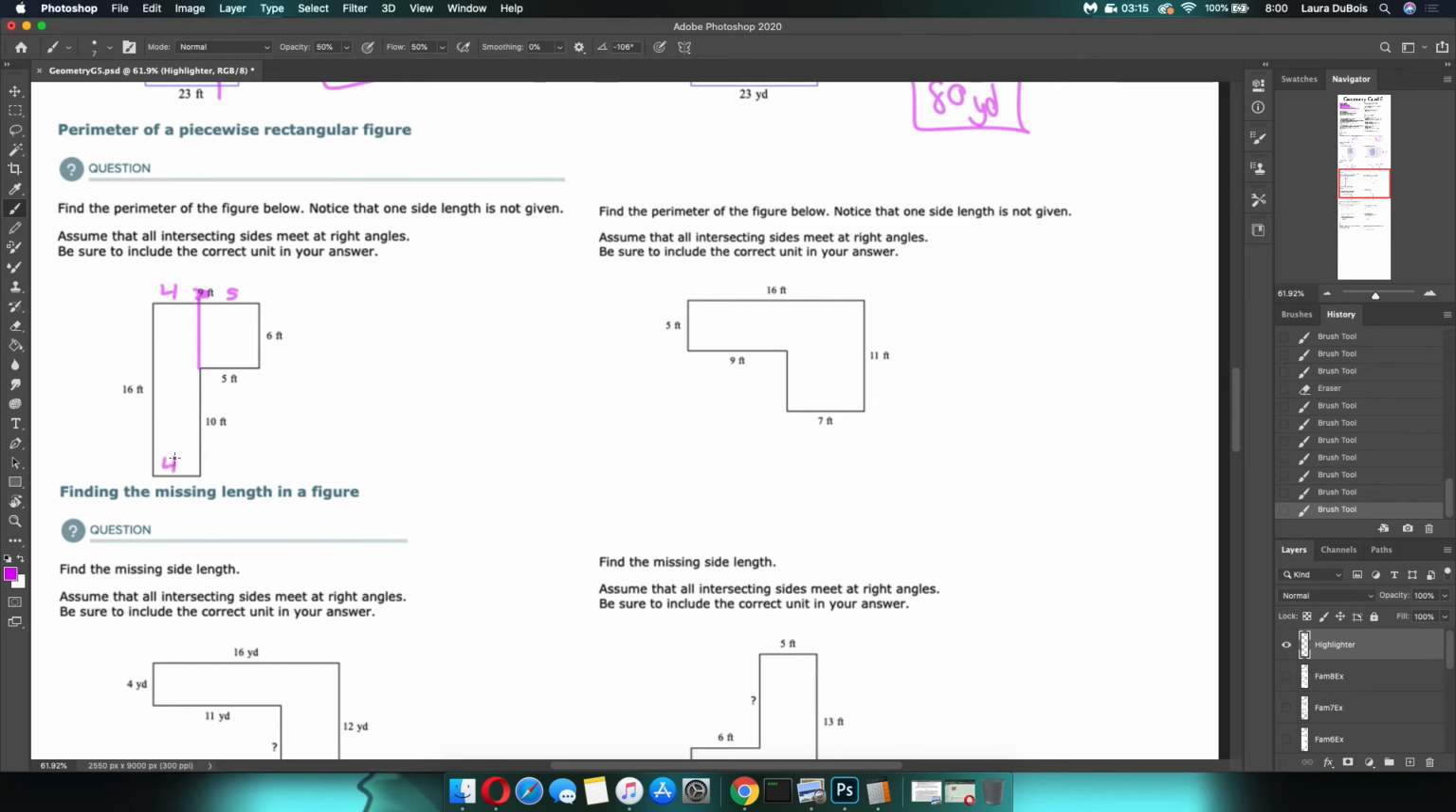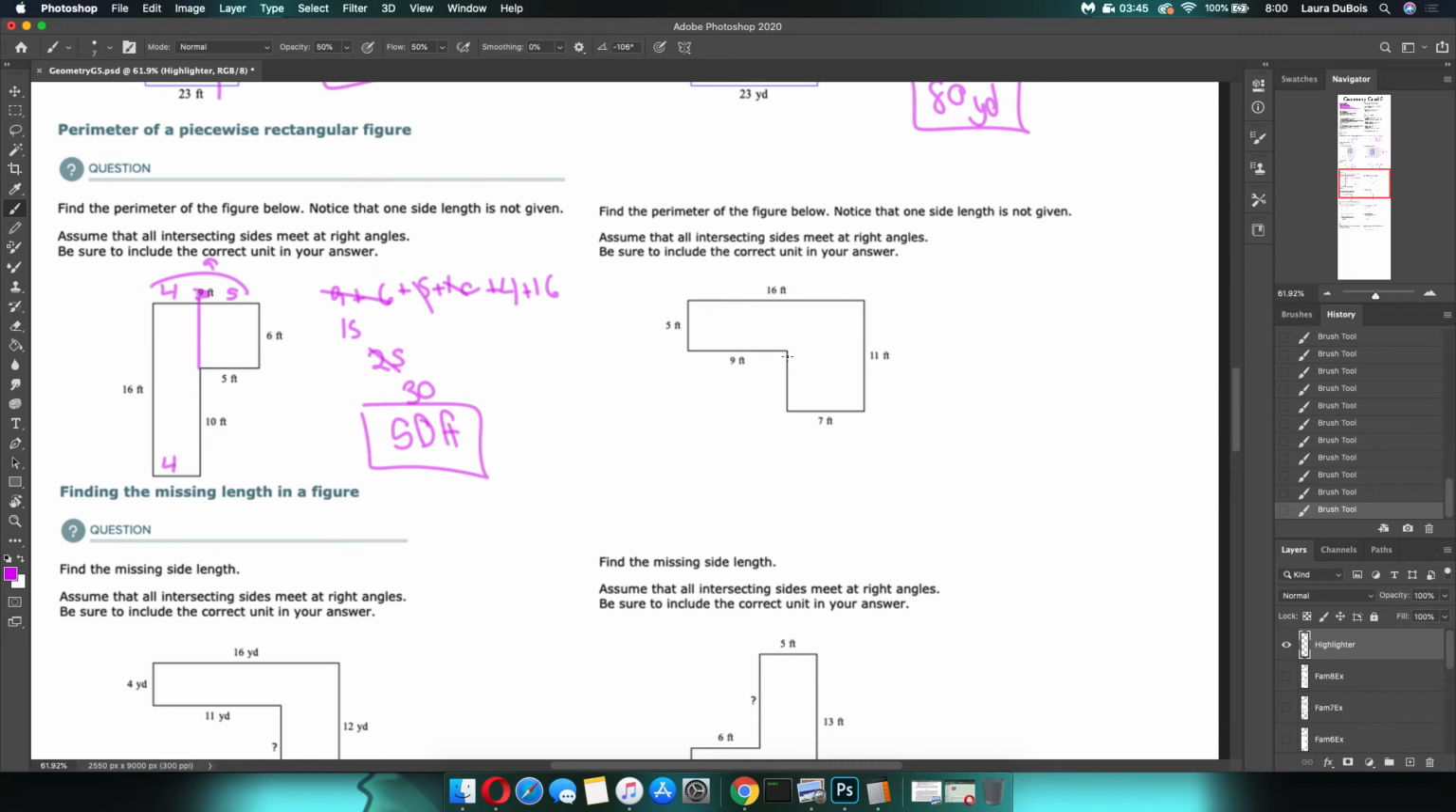And now we can add up all of the sides. So we have 9 plus 6, because this is still 9 for our purposes, plus 6 plus 5 plus 10 plus 4, the missing side, plus 16. All right, 9 and 6 is 15 plus 10 is 25, plus 5 is 30, plus 20 is going to be 50 feet.